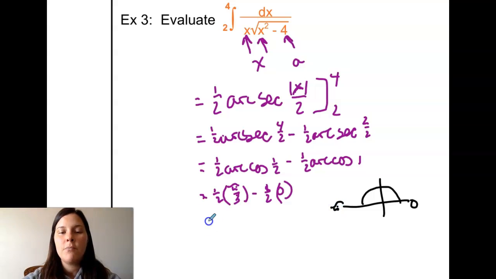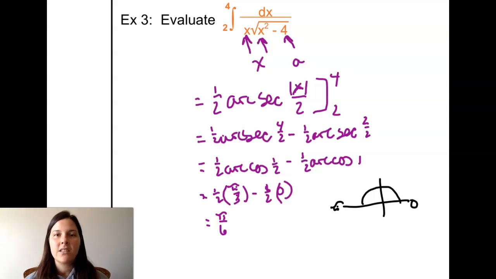All right, finishing this up, of course, 0 times 1/2 is still 0. So I'm just going to multiply those two fractions straight across, and I get pi over 6.